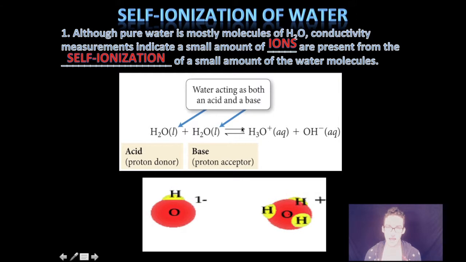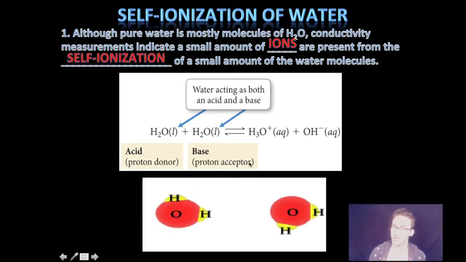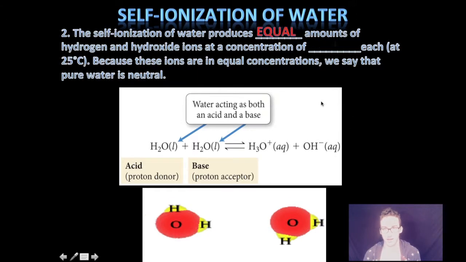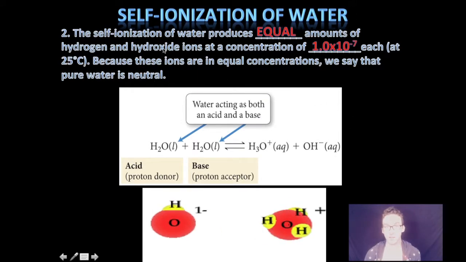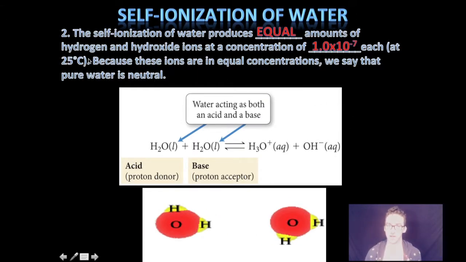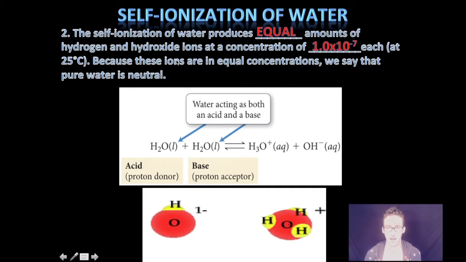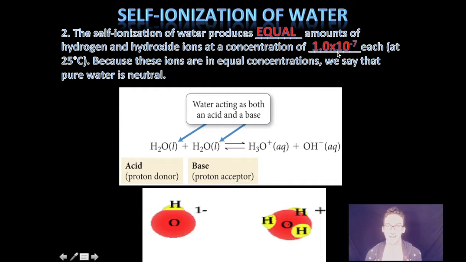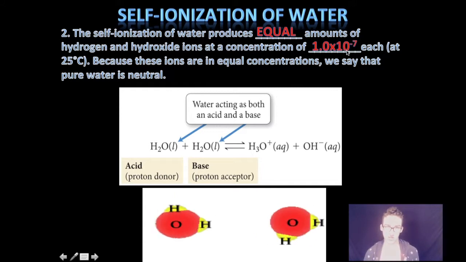Now, as you take a look at your notes, you're given an equation that represents that self-ionization or auto-ionization of water, and I'm showing you here a quick animation on your screen that describes what is happening there. It's important to recognize that in this process, equal amounts of hydrogen and hydroxide ions are produced, each at a concentration of 1 × 10⁻⁷ molar.